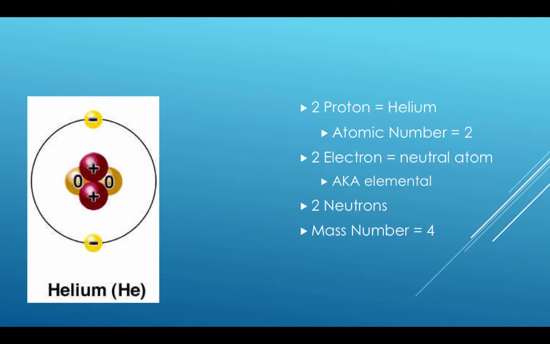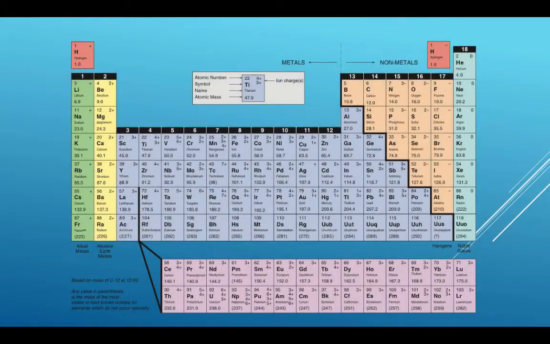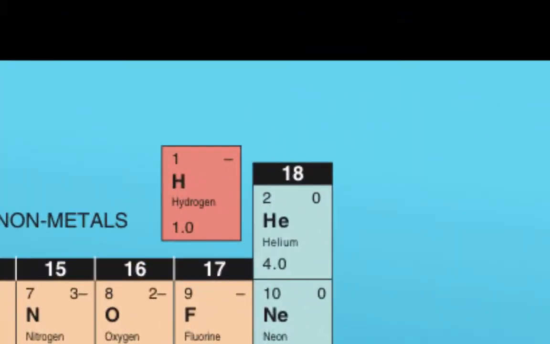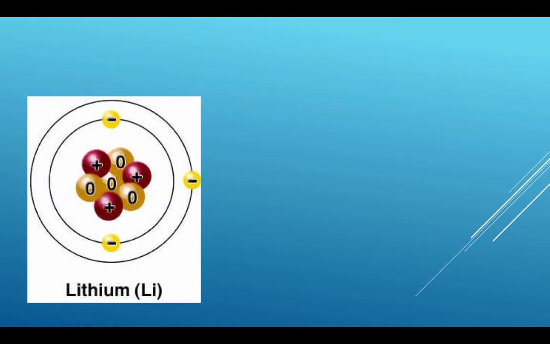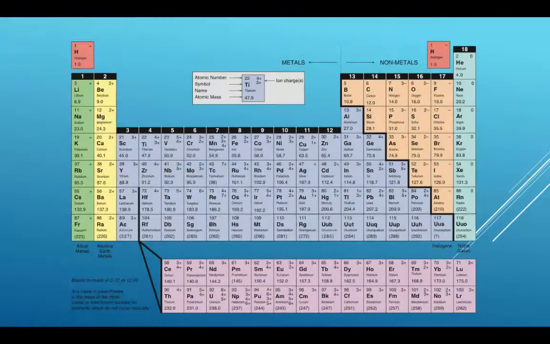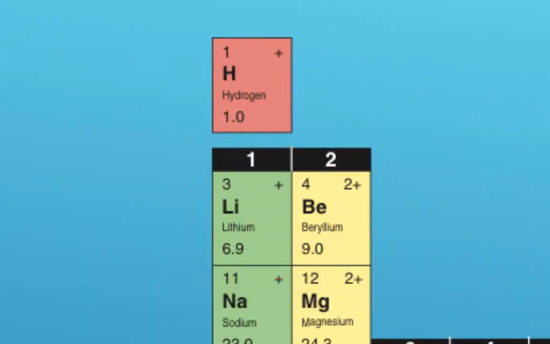Is this the most common mass for helium? Again, we refer to the periodic table. Helium's atomic mass is 4.0. So yes, this is the most common mass for helium. The last example has 3 protons, 4 neutrons, and 3 electrons. According to our periodic table, it must be lithium.